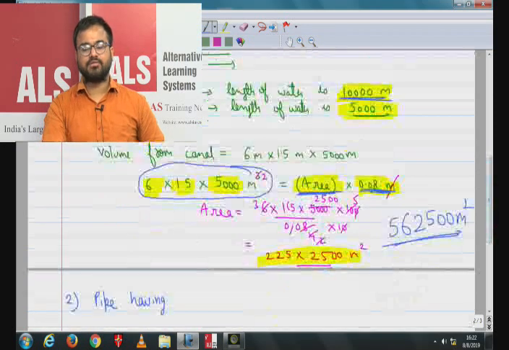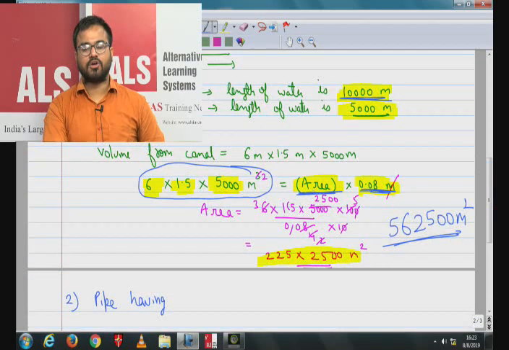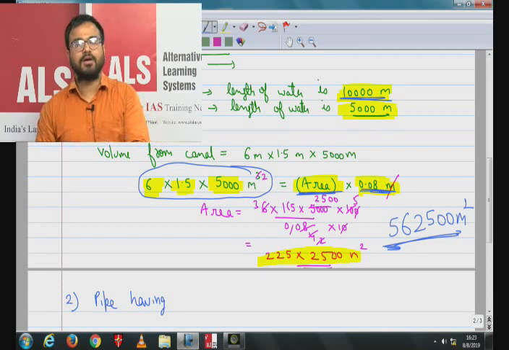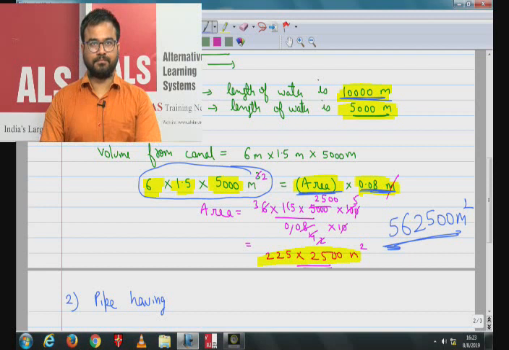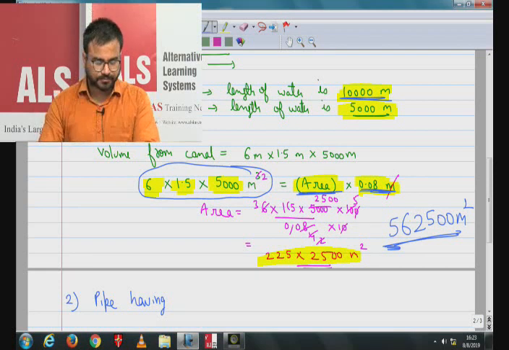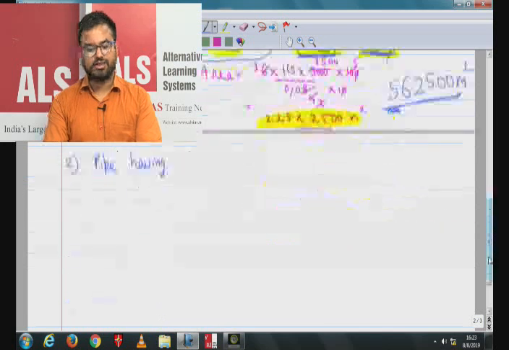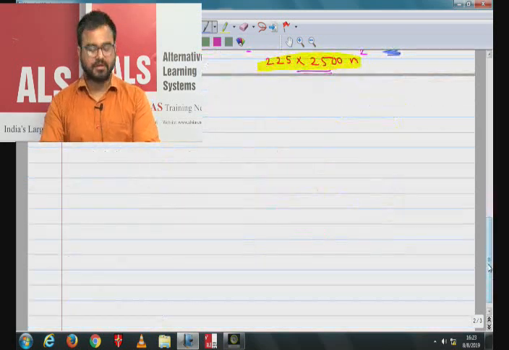Now we just have to equate both of them, and on solving this, we will get the area as this. This question is basically based on the concept of volume conservation. Volume of water from the canal is equal to the volume of the field. Now let us do one more question of the same type, then it will clear your concepts more.